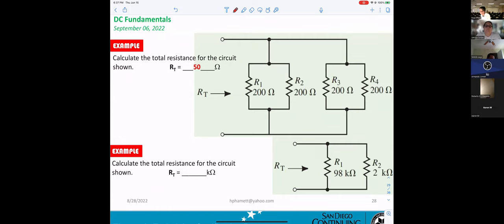Okay, now, this example they already gave the answer here. The last thing I want to calculate for this circuit is the one with no answer yet. Calculate that one and give me the answer. That's only two resistors, okay? So you know R total.